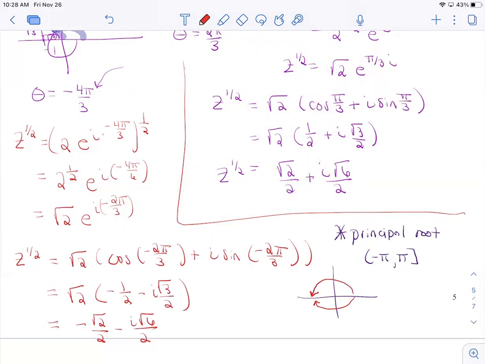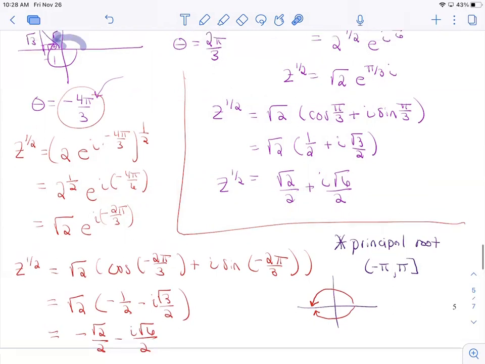So we have two angles, right? We have the negative 4 pi over 3, which put us outside. I'm going to use a different color. That put us here. So it went outside of this range. So we would use the 2 pi over 3, remember, going this way because it keeps us inside that range. So this is our principal root.